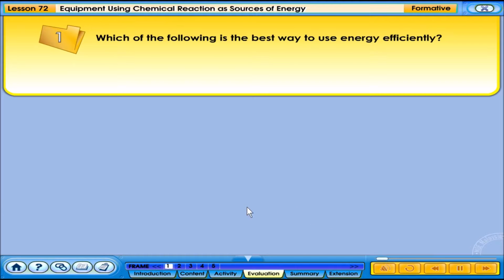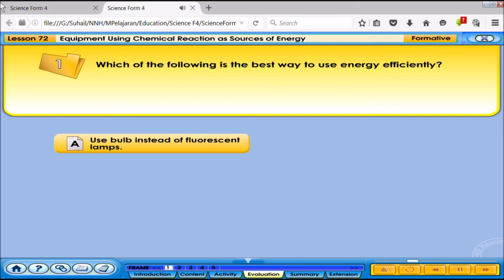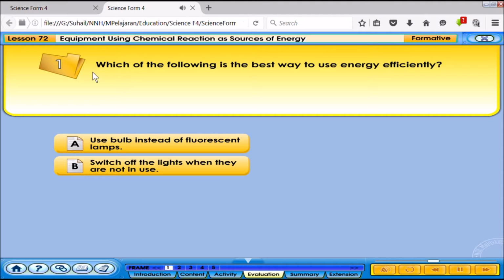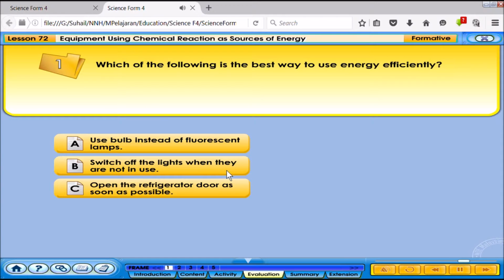Which of the following is the best way to use energy efficiently? A. Use bulb instead of fluorescent lamps. B. Switch off the lights when they are not in use. C. Open the refrigerator door as soon as possible. D. Set the temperature of air conditioners to 17 degrees Celsius.